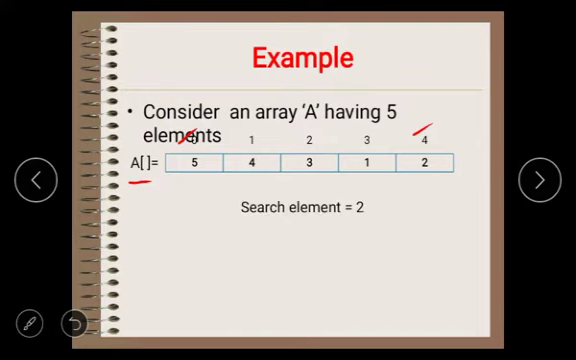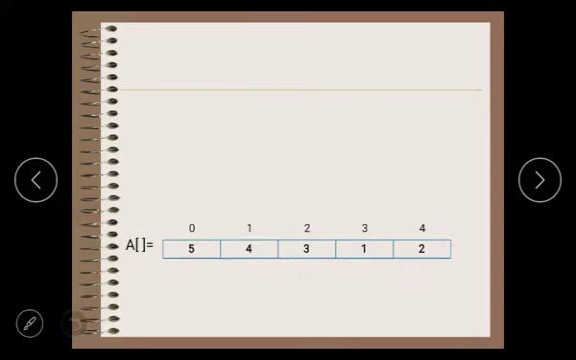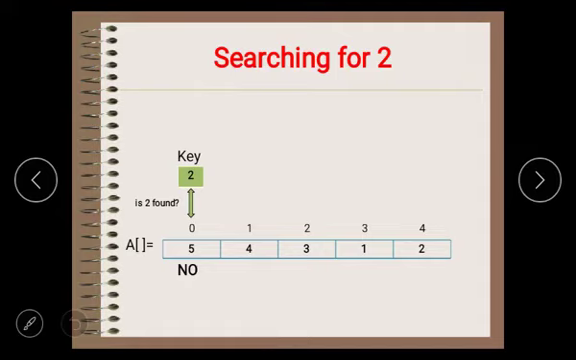Now let me take the search element 2. Here I want to search whether the element 2 is present in the array or not. Now we will see this by using linear search. This is the array which I have, and we are searching for element 2. In the first comparison, it will compare the key element, that is the search element 2, with the 0th index position element, that is 5.